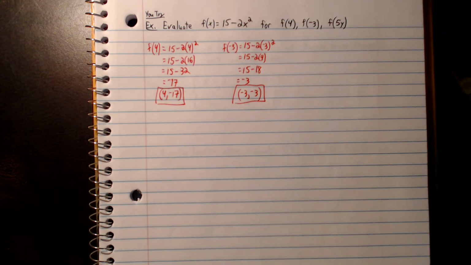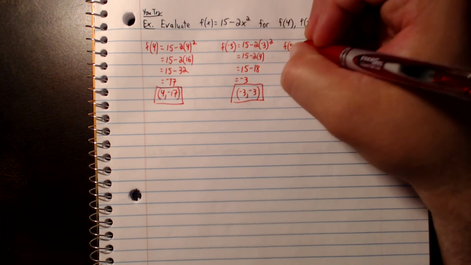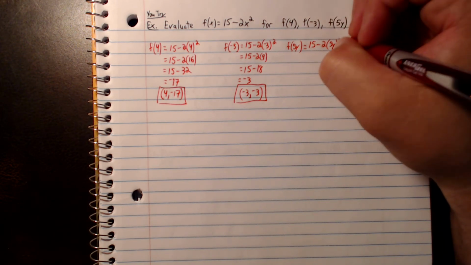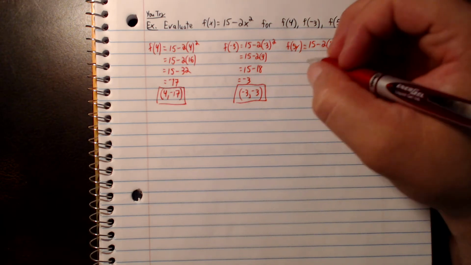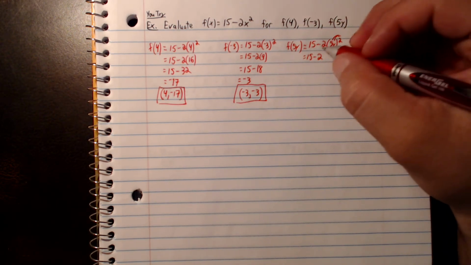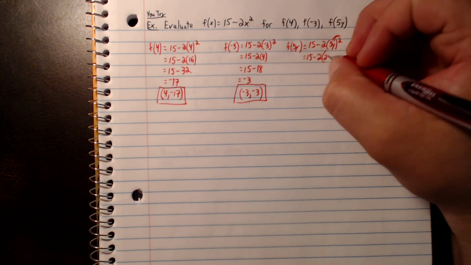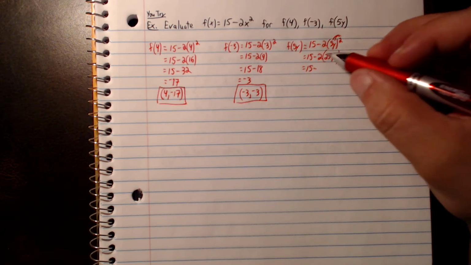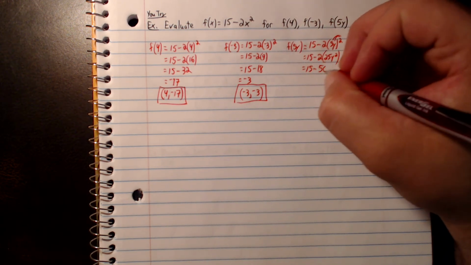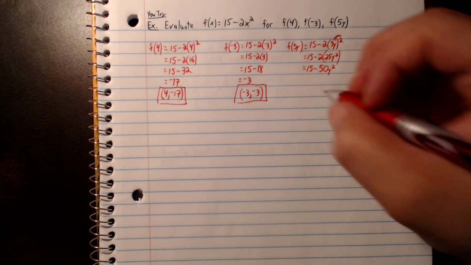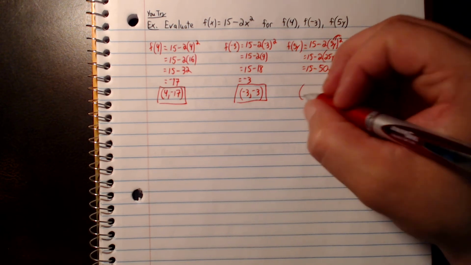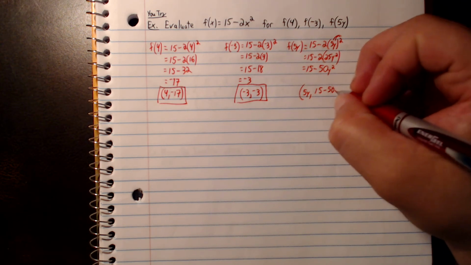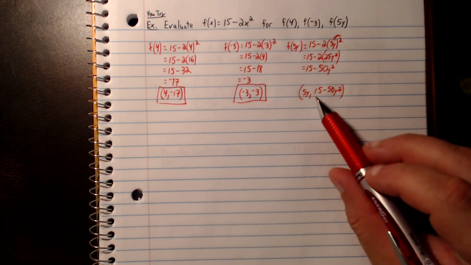And then our final one, 5y. Again, we have to make sure we distribute that to both terms, that square, before we do that multiplication. So 5 squared would be 25. y squared is just y squared. And then we can multiply 2 and 25 to give us 50y squared. So we can't combine any like terms right here. Our final answer, if we write it in coordinate form, would be (5y, 15 minus 50y squared).